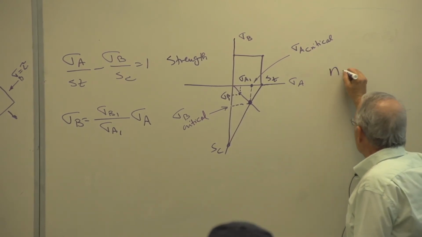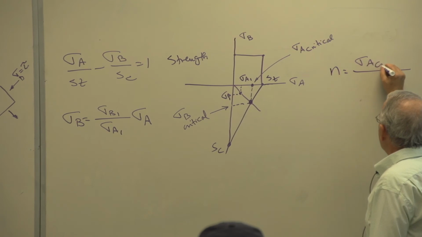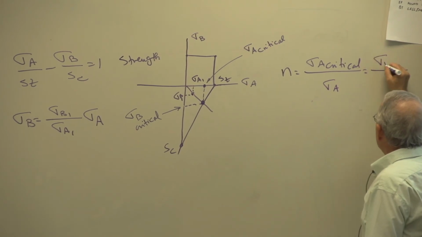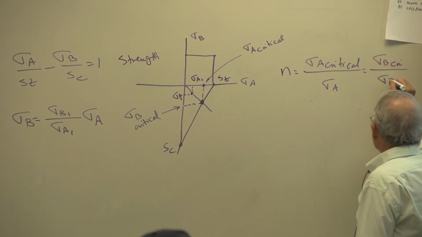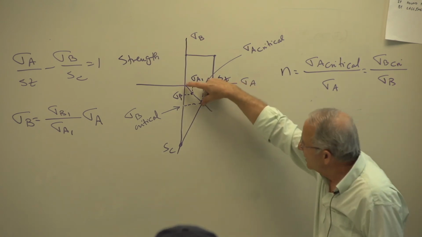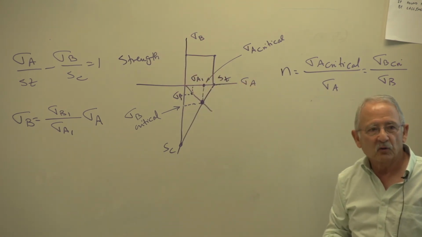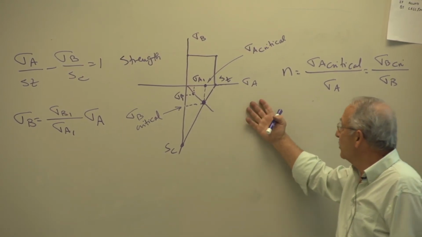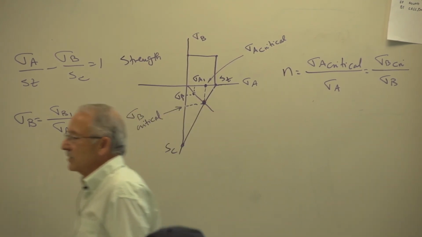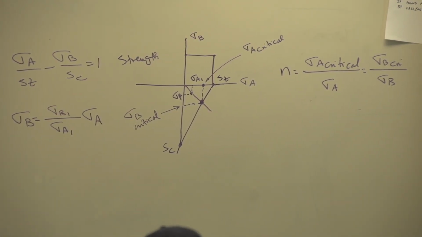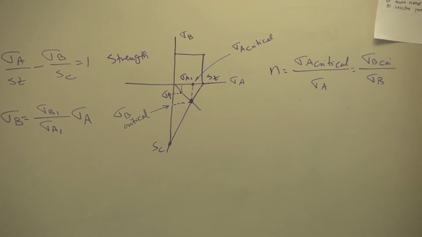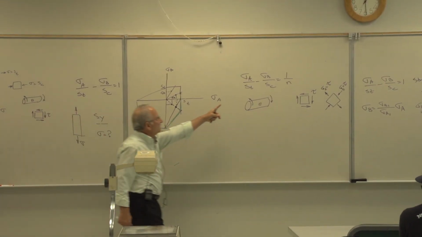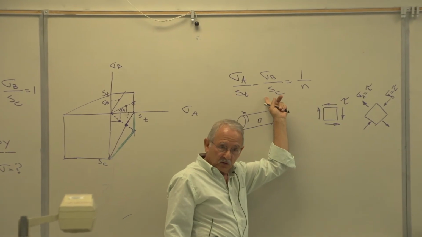Factor of safety: sigma A critical divided by sigma A, or sigma B critical divided by sigma B. Either one. Or the length of this line divided by the length of that line, however you want to see it. All of those are exactly the same. If you do that and you solve for the factor of safety, you get this equation. Oh, actually, we have the equation right here. You get that equation if you do that.